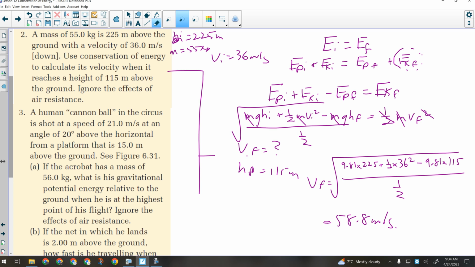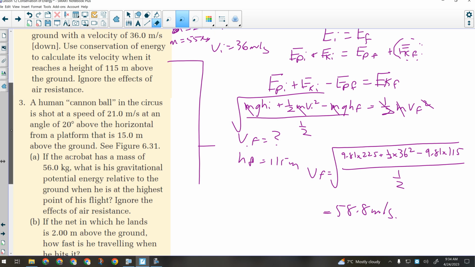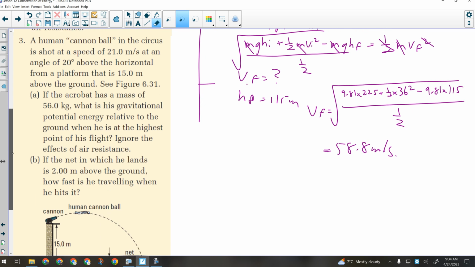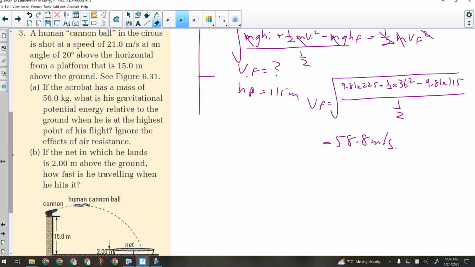Now, here's the tricky one. Okay, so I got a human cannonball, and they're being shot out of this cannon at 21 meters per second at an angle of 20 degrees above the horizontal. That platform that the cannon is on is 15 meters above the ground. If the acrobat has a mass of 56 kilograms, what is his gravitational potential energy relative to the ground when he is at his highest point in the flight?